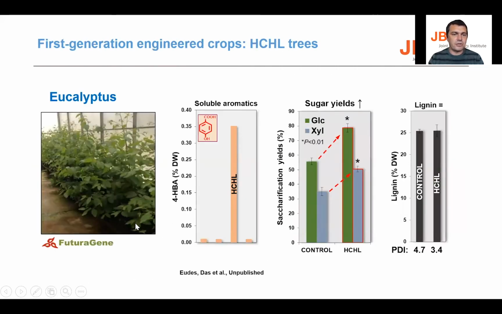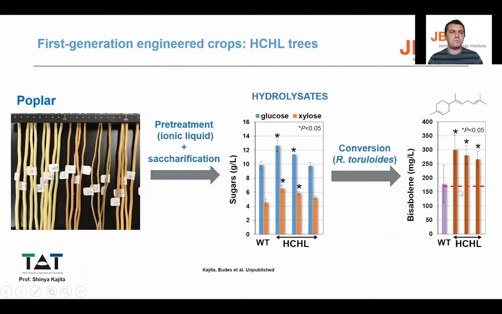In collaboration with this company, Futuragene, we developed some HCHL eucalyptus trees. At least one tree was expressing the HCHL gene very well and overproduced 4-HBA. The wood from these plants had improvement of saccharification, but again, no change in the lignin content, just a reduction in the polydispersity index, which is reflecting the size of the lignin.